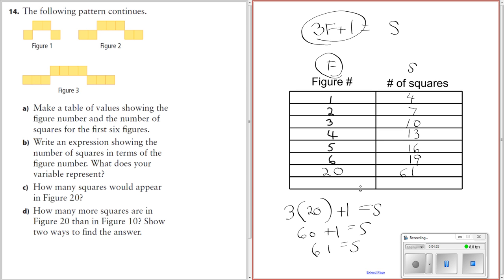How many more squares are in figure 20 than figure 10? Show 2 ways to find your answer. Well, I know how many are in figure 20, but I don't know how many are in figure 10. But I can use the same formula and put 10 up here. So 3 times the figure number, figure 10, plus 1. 3 times 10 is 30, plus 1 is 31. So my number of squares here would be 31. Question D says, how many more squares are in figure 20 than figure 10? There are 61 squares in figure 20, 31 squares in figure 10, so therefore there are 30 squares more. And that's question 14.